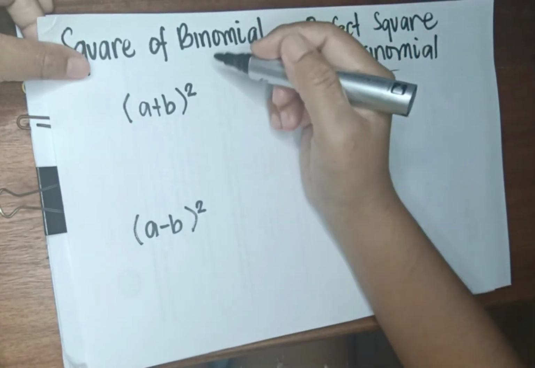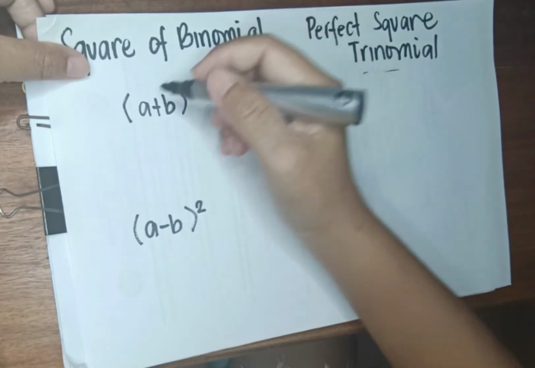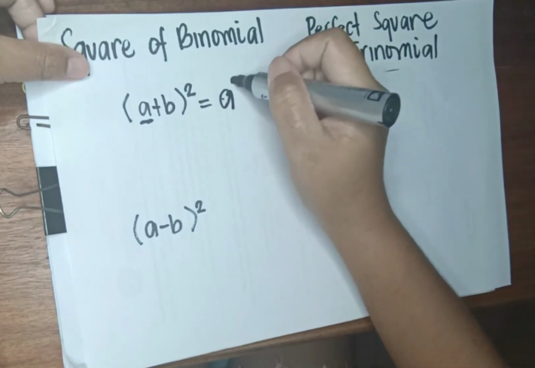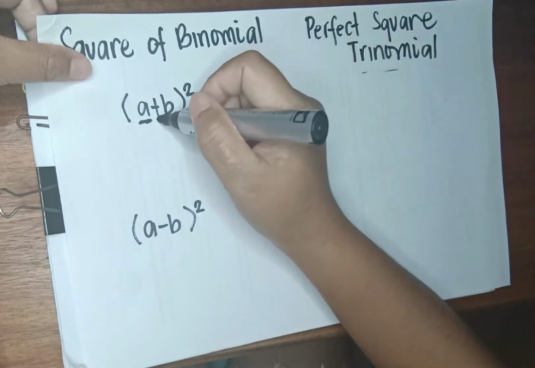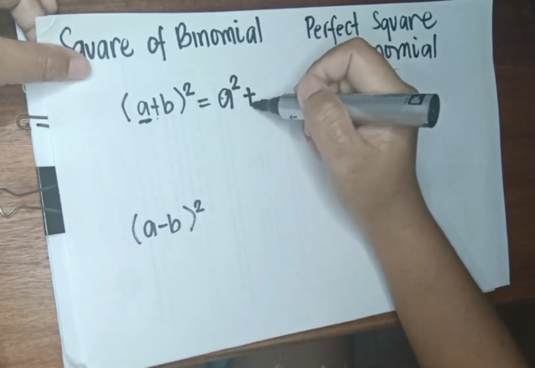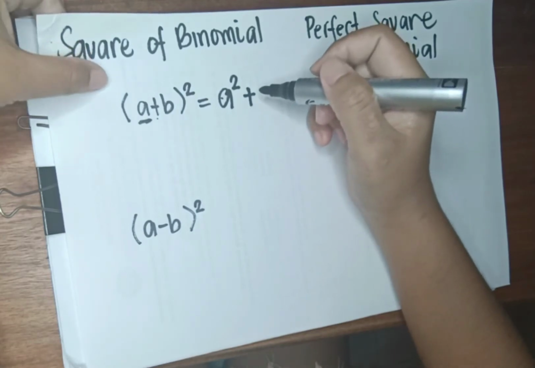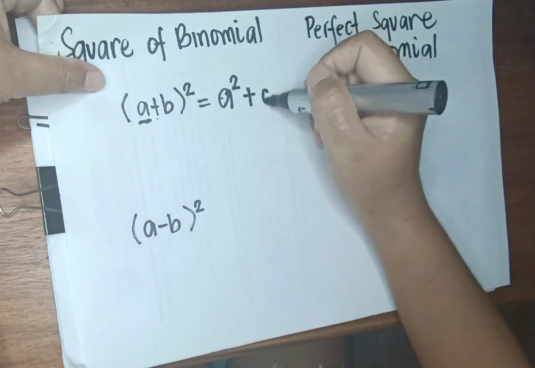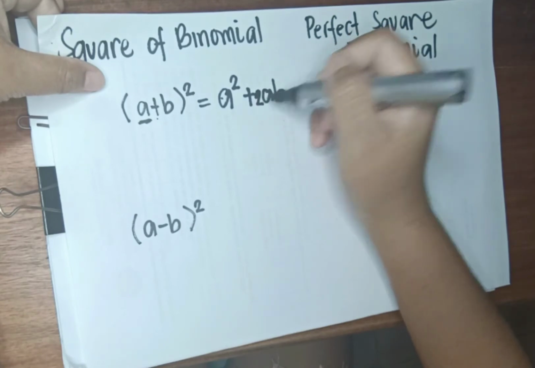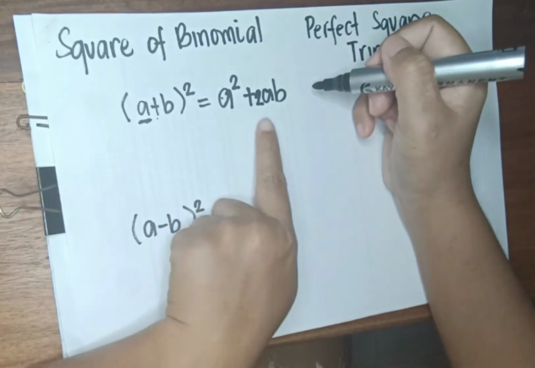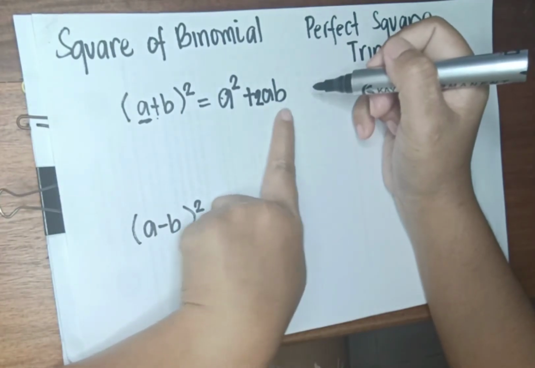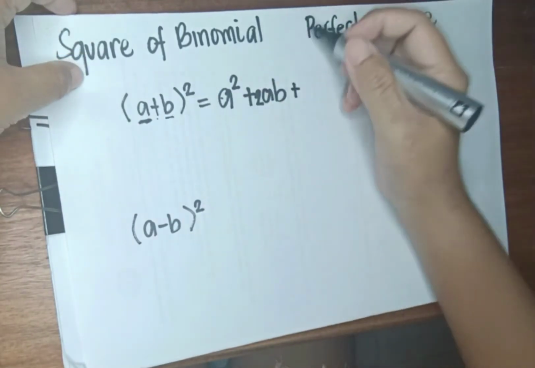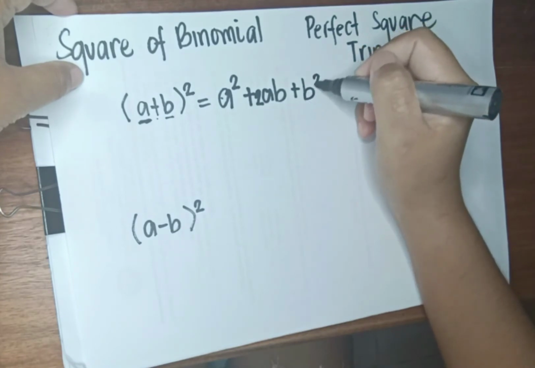Alright, so, ang technique nito, una, you are going to square the first term, which is a squared. Then, since positive ito, your middle term will also be a positive number. To get the middle term, you multiply the two terms, a times b, and then times 2, or twice ng a times b. And then, your third term, plus, get the second term here in your binomial, which will become b squared.